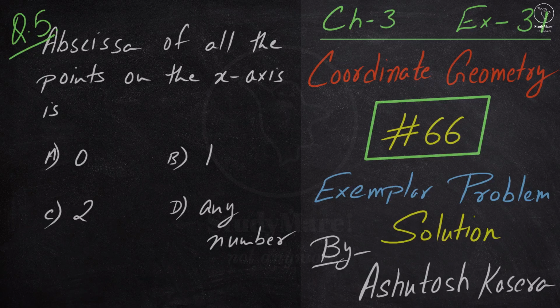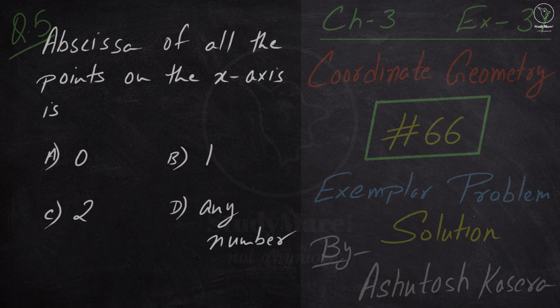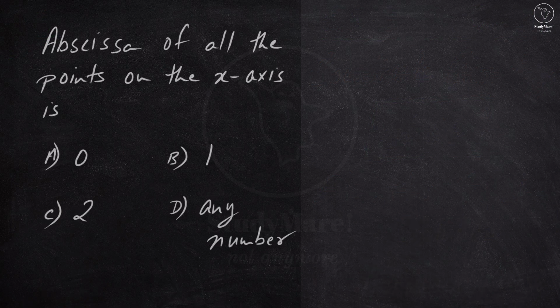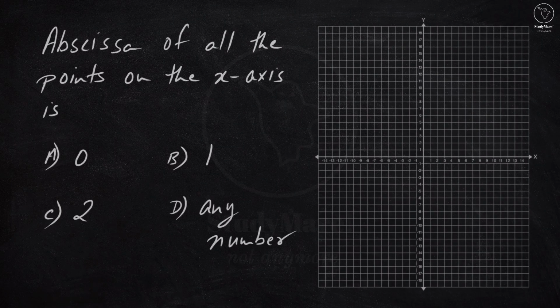Abscissa of all the points on the x-axis is, we have four options. Option A is 0, option B is 1, option C is 2, and option D is any number. So for that, I hope you know what is abscissa.